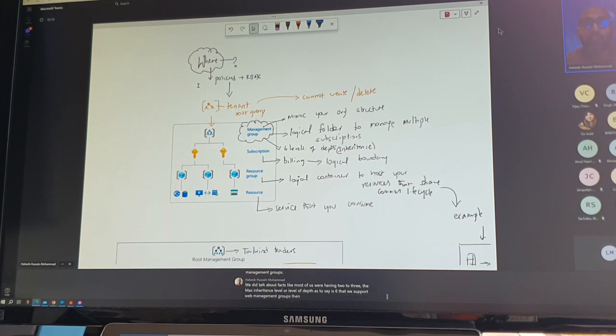Then we have talked about resource groups. Resource groups are logical folders to host your resources. Hey, resource groups are the ones which keep all the resources that belong to a project or that belong to a particular type of resource or that belong to an application together.